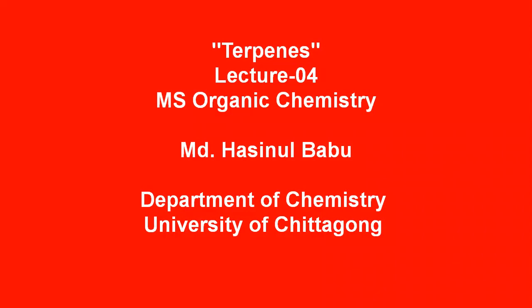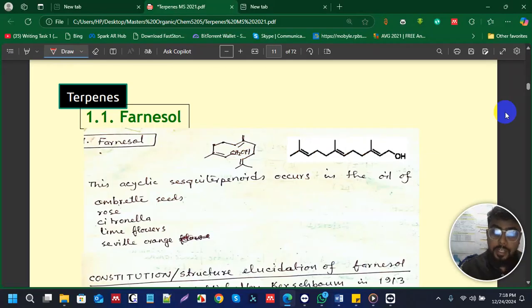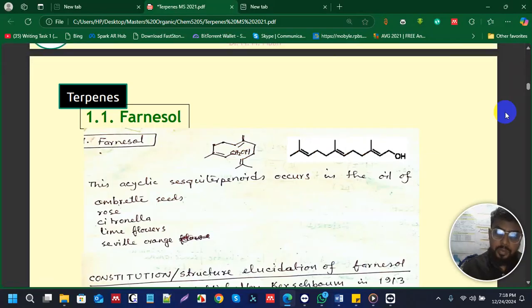Hi there. Today I'd like to discuss a topic of natural products, that is, farnesol. It is an example of sesquiterpenes. Sesquiterpenes means the terpenes which contain three isoprene units in their structure. Those are known as sesquiterpenes. An example of sesquiterpenes is farnesol.